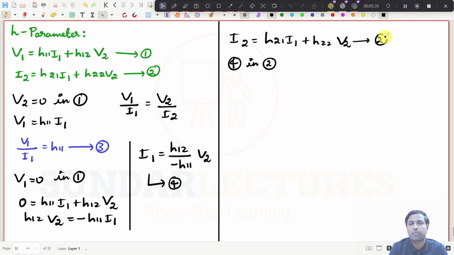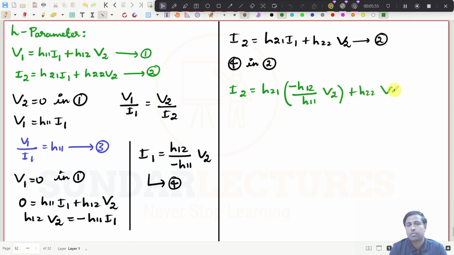Actually, this is equation number 2. So if you do so, what you will get? I2 which is equal to H21 is already there. Instead of this I1, you have to substitute this one, H12 divided by H11 into V2 plus H22 into V2. That's all right.